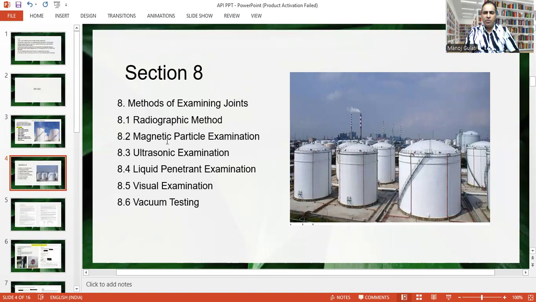It is important to note here that most of these inspections are NDT inspections. Why do we call it NDT? Because it is a non-destructive test. It does not require any changes in the integrity of the tank. So we don't have to cut or check any section of the tank. These are non-destructive tests.